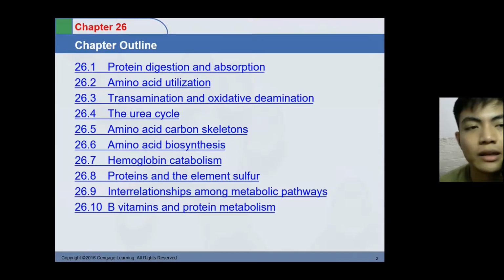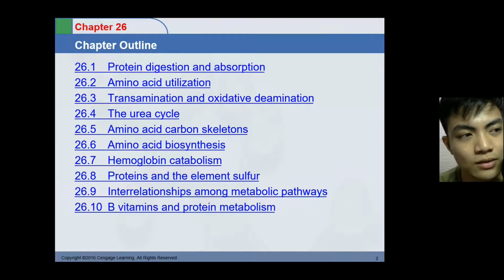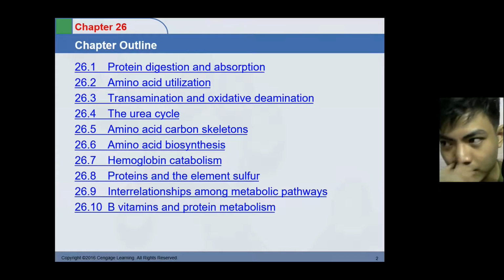So, we'll take a look into how proteins are digested and absorbed in the body. Di ba, alam naman natin yung proteins gawa yan sa amino acid. So, once they are digested, ano mangyayari sa mga amino acids natin? Dito makikita natin kung paano siya nagagamit to produce energy and to produce amino acids.